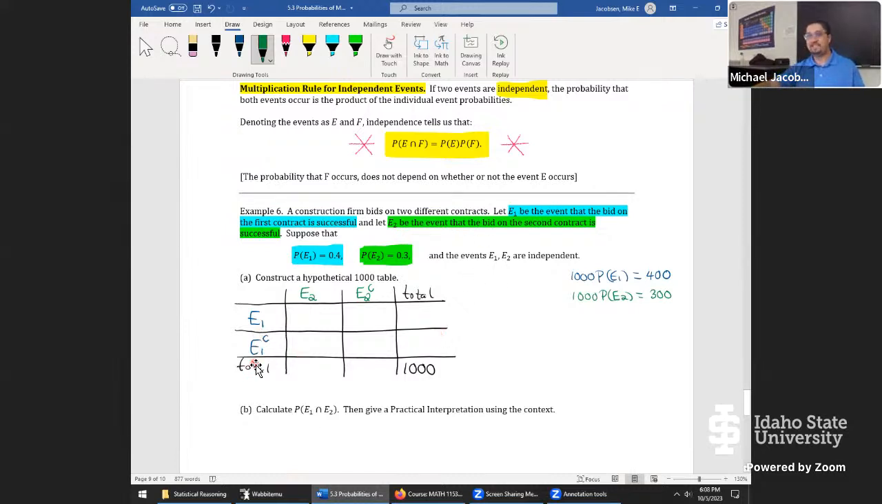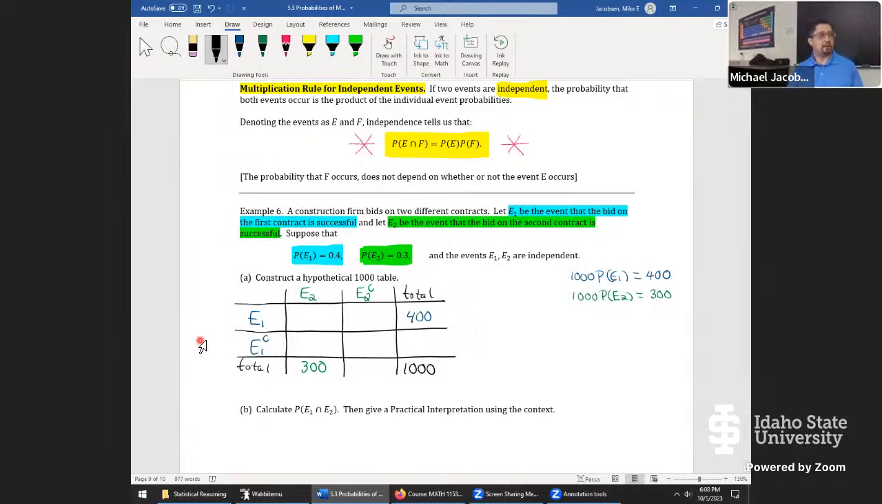So we've got the information in after undoing the work. Control Z. Now the value of 400 we'll place right over here for E1. The value of 300 cases we'll put under here for E2. And we're kind of in good shape at this stage. Any questions, folks, to this stage of the table?